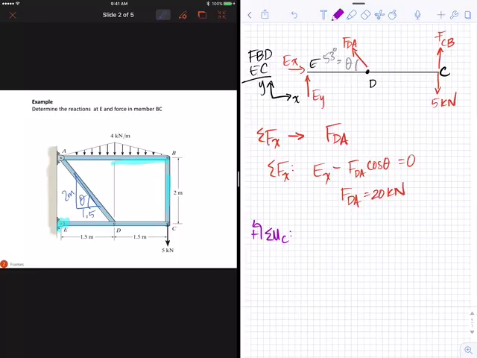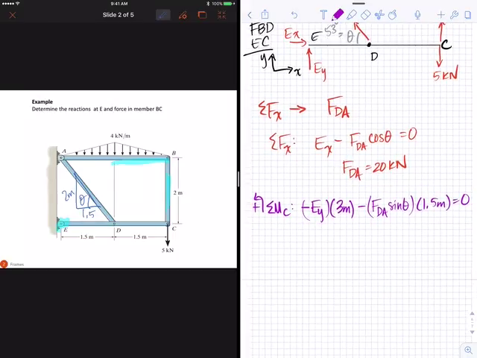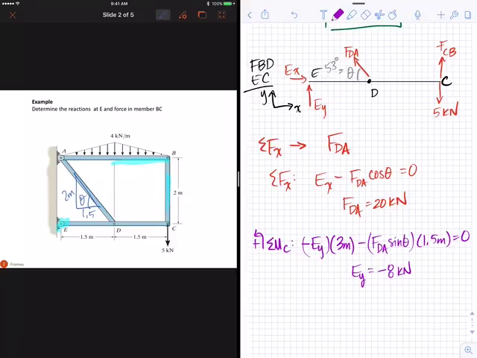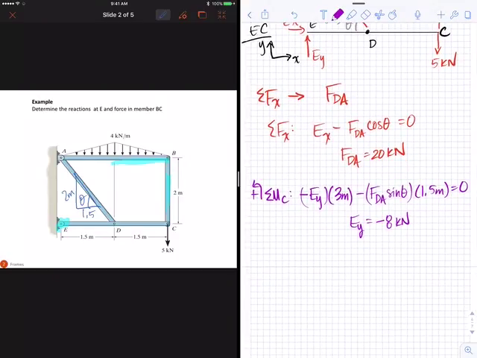So let's set this up. EY is going to contribute a negative moment, EY times its moment arm, 3 meters, minus the Y component, FDA sine theta, times its moment arm, 1.5 meters, equals 0. Nothing else is in this moment equation. So when you solve this, you're going to find that EY is actually equal to minus 8 kilonewtons. And that's exactly what you'll put in. So it means the arrow is pointing the wrong way. In magnitude, EY is equal to 8 kilonewtons, but it actually is pointing in the negative direction. So it's going to be a negative 8 if you're asked for the force vector.